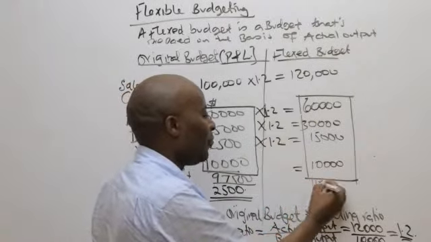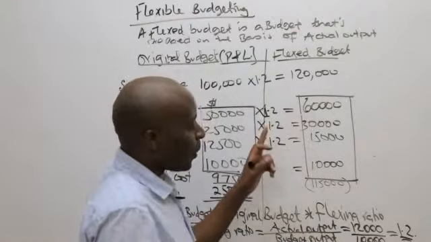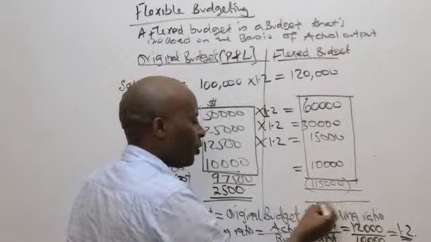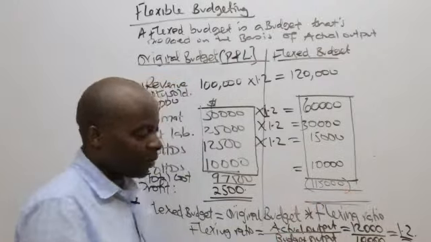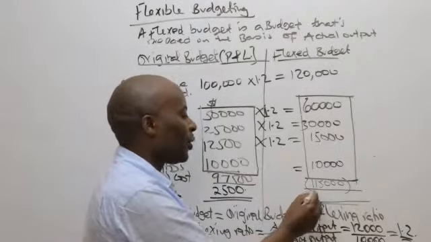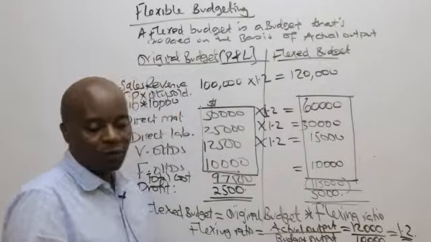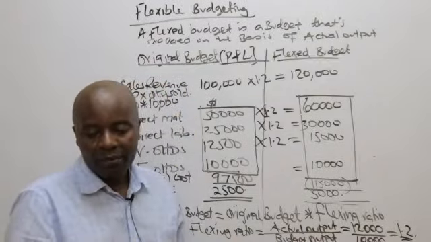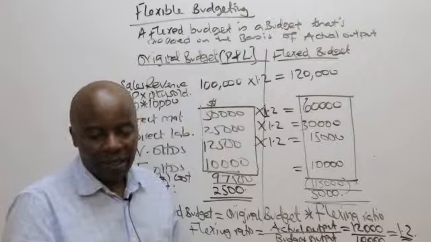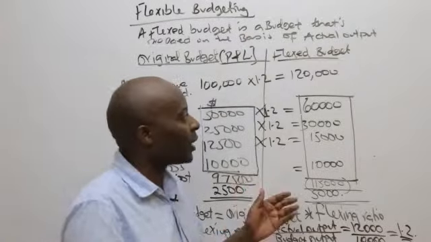So 115,000. Could you kindly subtract 120,000 minus 115,000? What figure of profit are you going to get? Of course, I know the answer, but generally I would want to see whether you're connecting them. 5,000. Thank you very much. So that is the end of the flexed budget for the year.